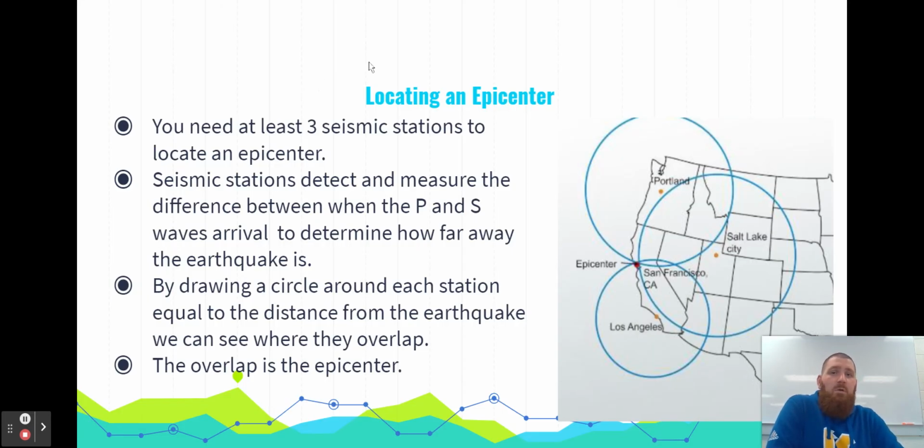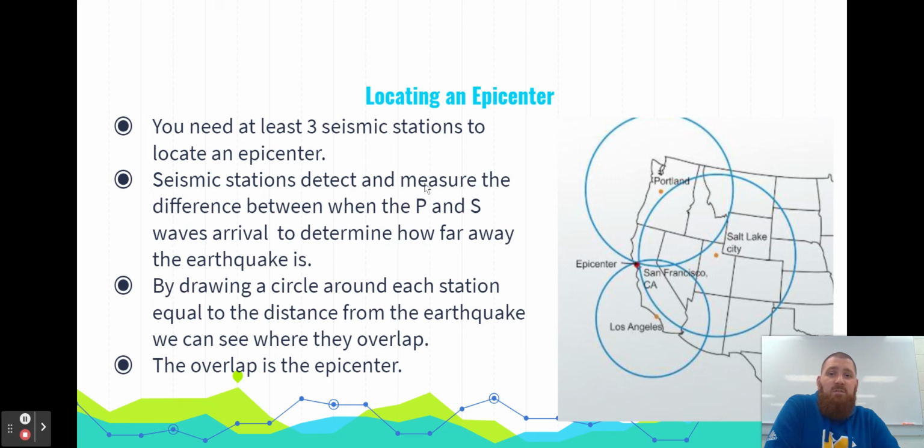Now, locating an epicenter. To locate the epicenter, or where an earthquake occurs, we need to use what's called a seismic station. These seismic stations are able to detect even the smallest amounts of vibration in the earth, and so we have them spaced out all over the planet to help us detect and locate these earthquakes.